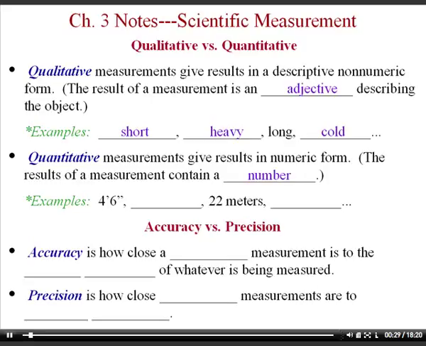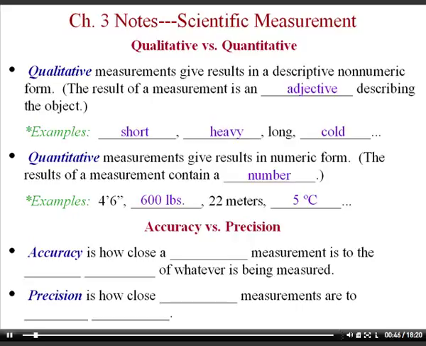So if a person is short, they might be 4 feet 6 inches tall. If a person is heavy, they might weigh 600 pounds. If an object is long, it might be 22 meters long. And if the temperature outside is 5 degrees Celsius, you might classify it as cold.